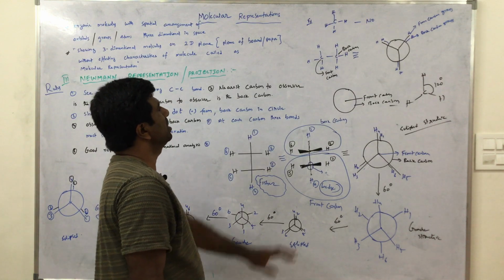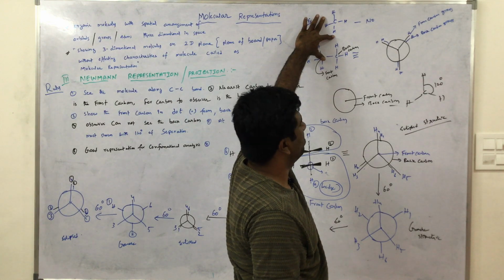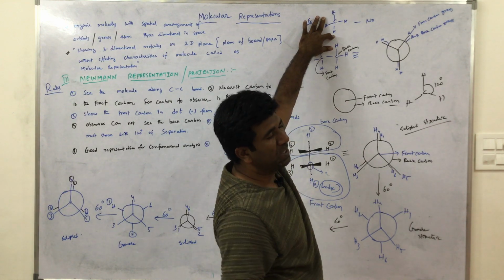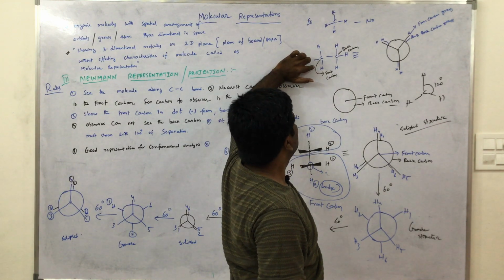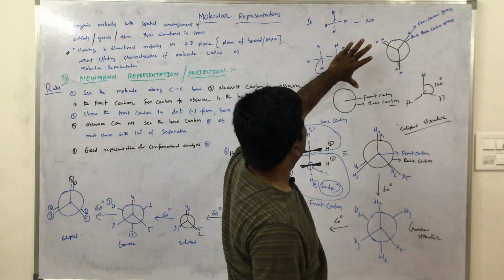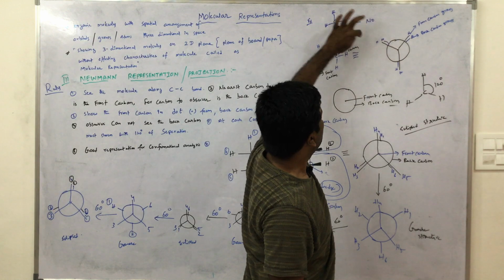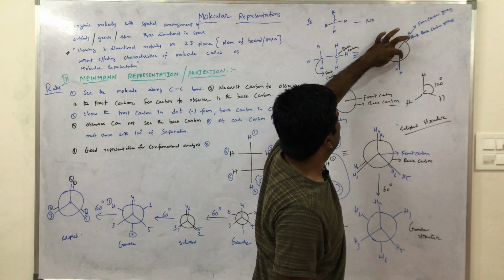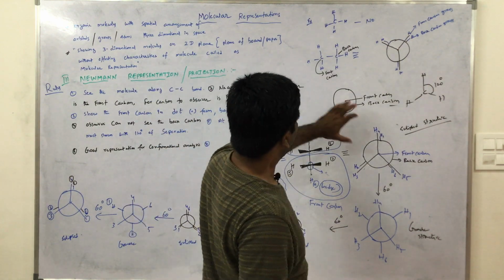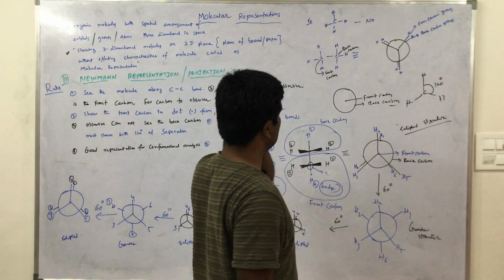See here, in methane CH4 there is no Newman representation. Why? Because there is no front carbon and back carbon, only one carbon. Ethane has 2 carbons, one back carbon and one front carbon. This is the back carbon representation, this is the front carbon representation, and 120 degrees separation between bonds is compulsory. This is the Newman projection representation.